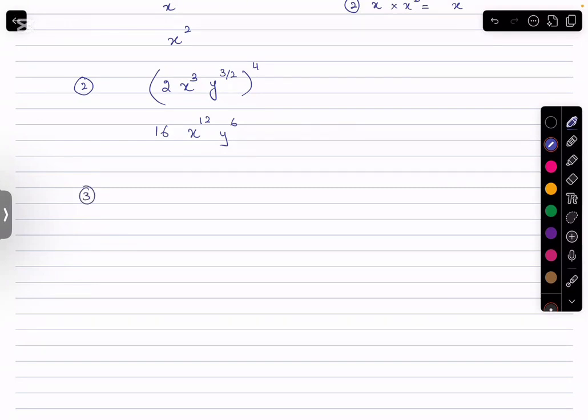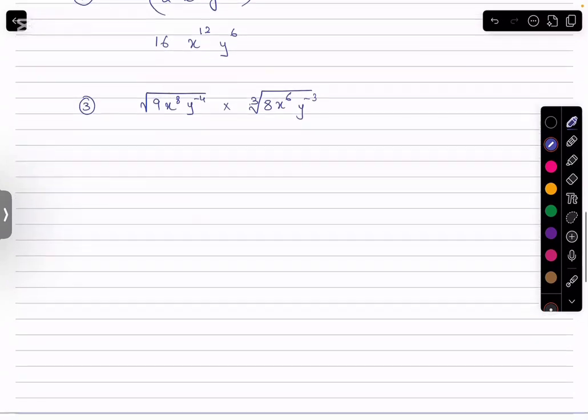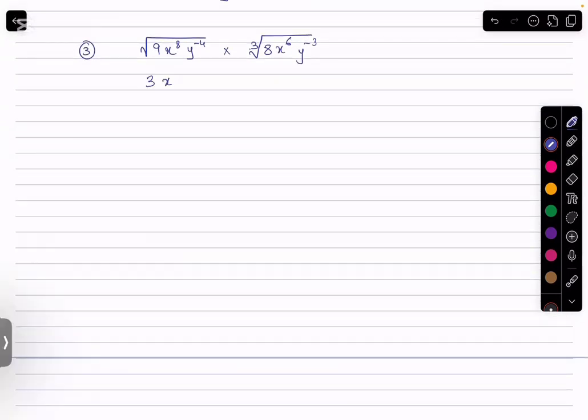Then. Acha, what if you have square root of 9, x to the power 8, y to the power minus 4 times cube root of 8, x to the power 6 and y to the power minus 3. Now what? So that I am getting is 6, x to the power 6, y to the power -4.